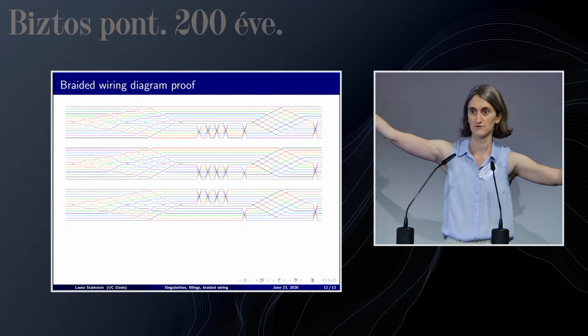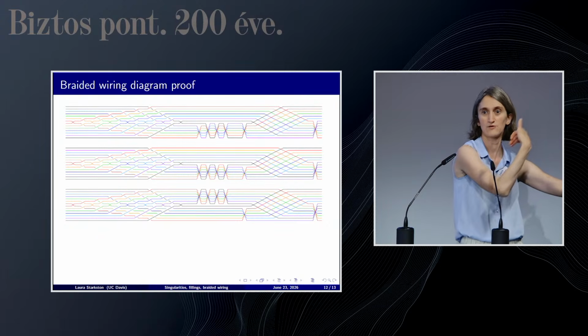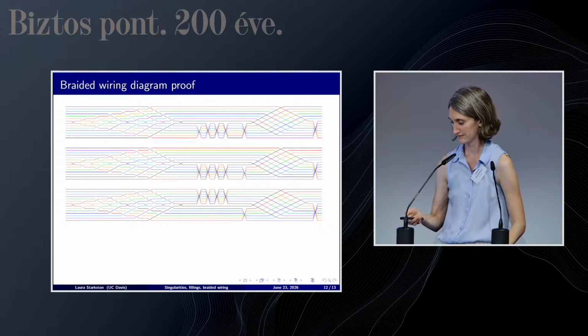When I go around the back, I get the inverse of the braid, and when I go around the front, I get that braid again. So the inverse and the braid cancel out. Okay, so we're getting a good sample of all the moves.